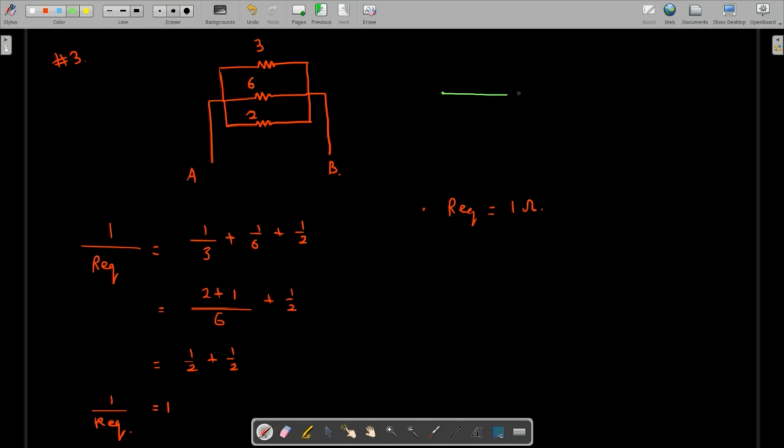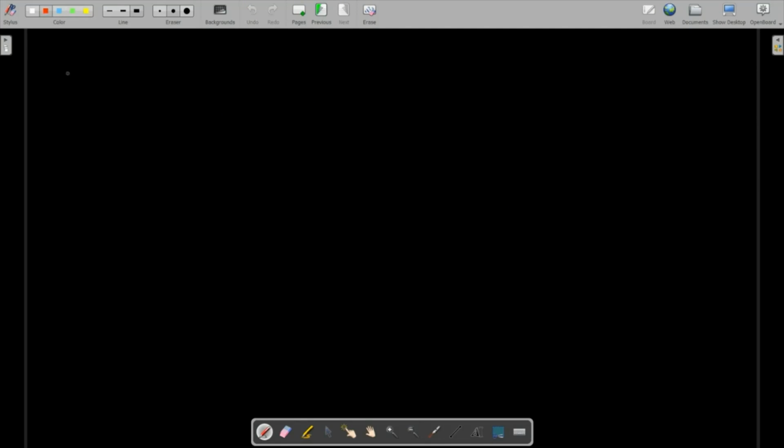So what does this mean? This means that between A and B, we can replace all these three resistances by a single resistance of value 1 ohm, and it will not change anything. And this is how the equivalent resistance will behave.